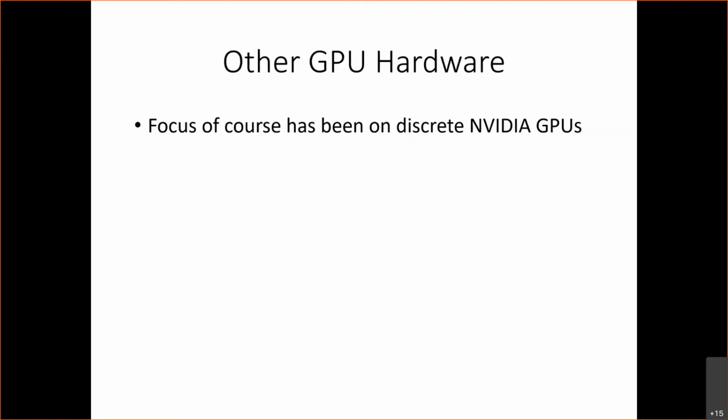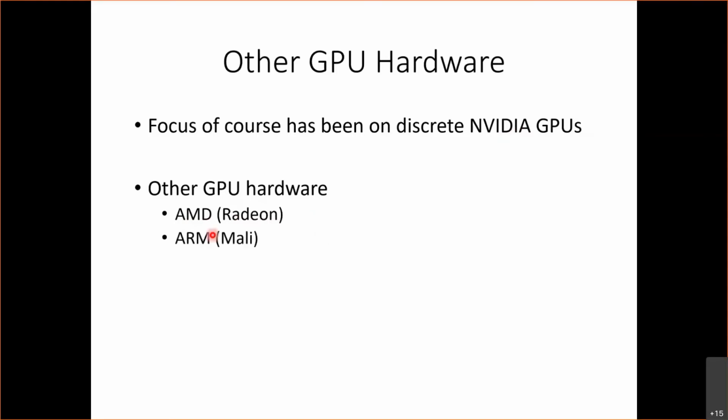But in fact, we have other GPU hardware besides NVIDIA GPUs. AMD manufactures GPUs. You might be familiar with Radeon GPUs, which are manufactured by AMD. NVIDIA GPUs are popular for gaming, and they're also popular for high performance computing. And AMD GPUs are also popular for gaming, and also popular for high performance computing.